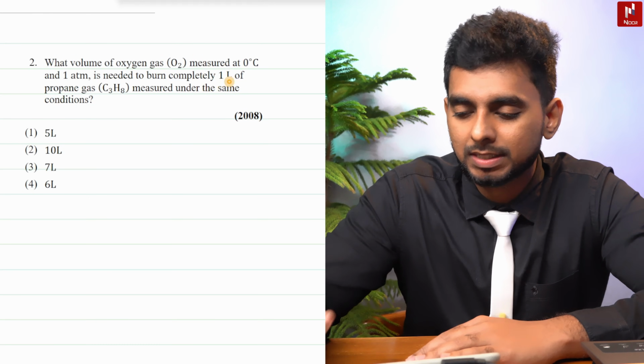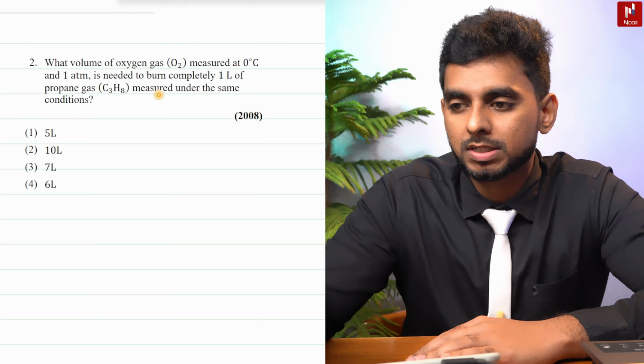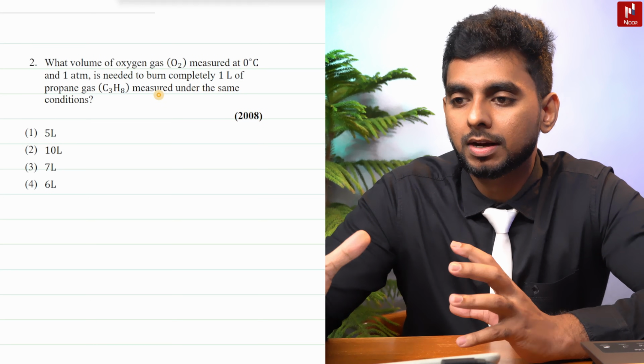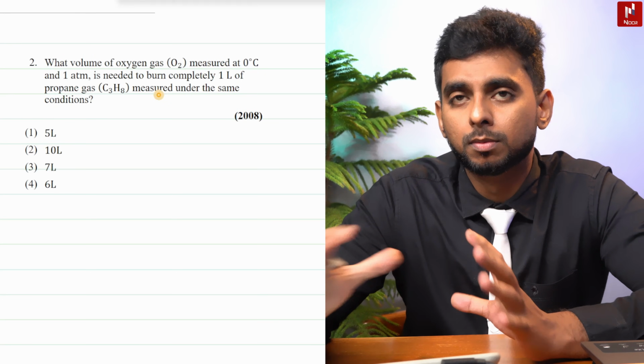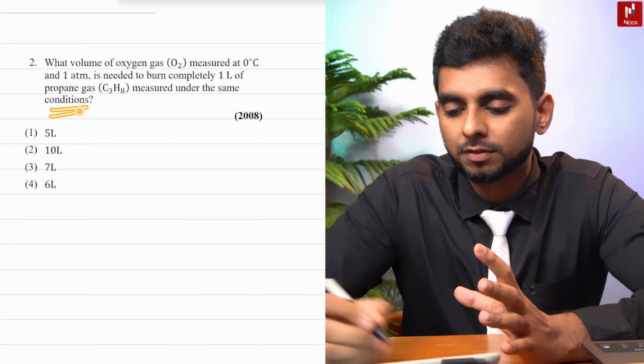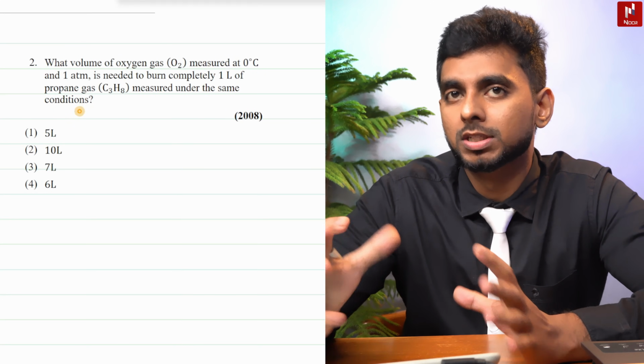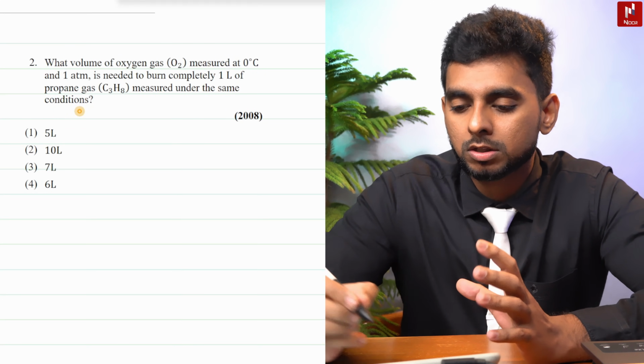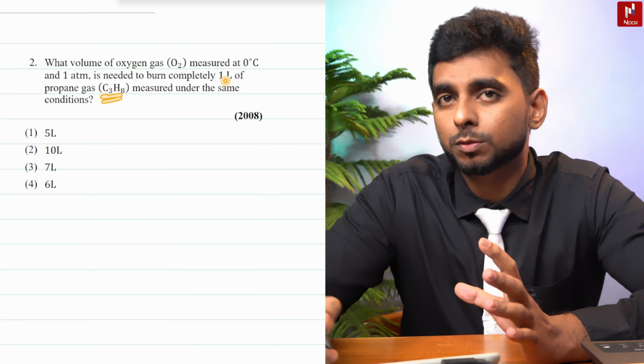So this is in gaseous state. Then obviously in 1 liter it will occupy the same number of molecules or moles, right? Measured under the same condition. So here I'll have to match it with the number of moles. That's what I'm supposed to do over here. So 1 mole of propane gas will occupy 22.4 liter.